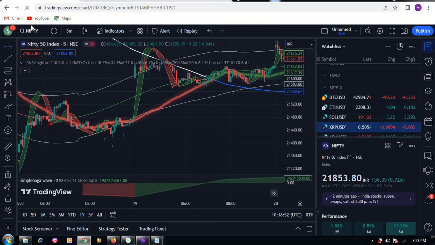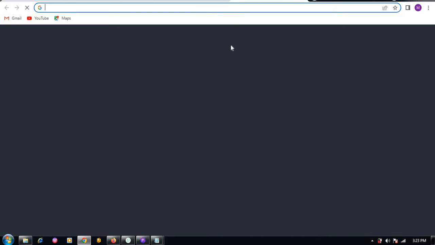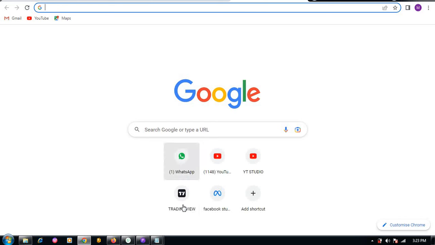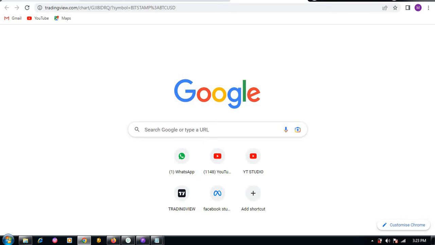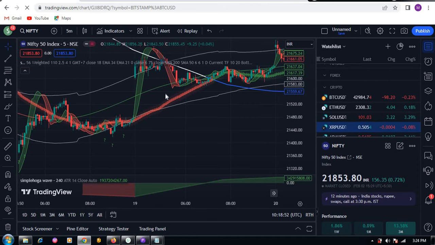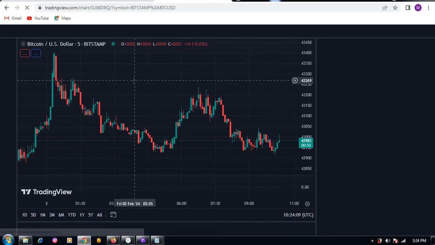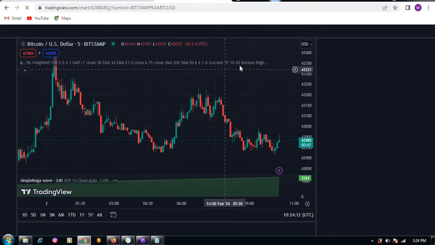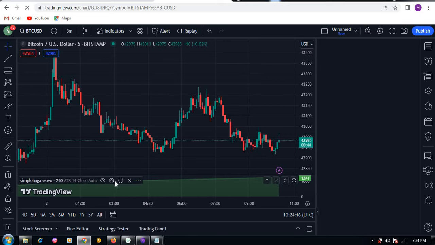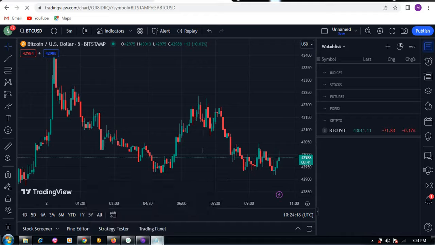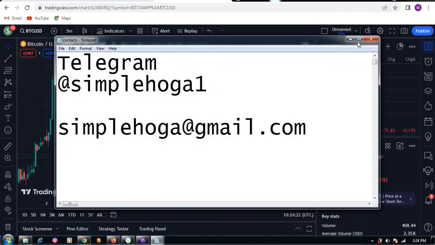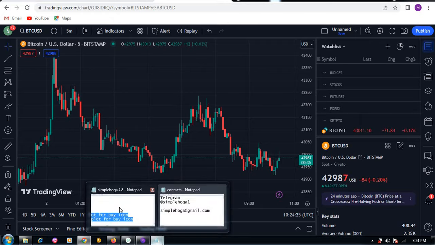I think that's okay now. There is some internet issue maybe, so I need to open TradingView again, because maybe there is some issue on the TradingView website. Now remove it and let me add the indicators. Remove this. This is my WhatsApp number, this is my Telegram, and this is my Gmail. Let me add the indicators.